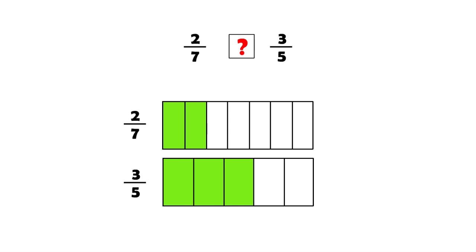Notice that the fraction 3/5 represents more of the whole than the fraction 2/7. In other words, the fraction 3/5 represents more parts of the same whole. So, 2/7 is less than 3/5, and we use the less than symbol to say that it is less.